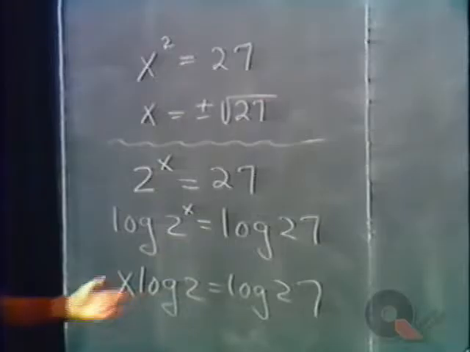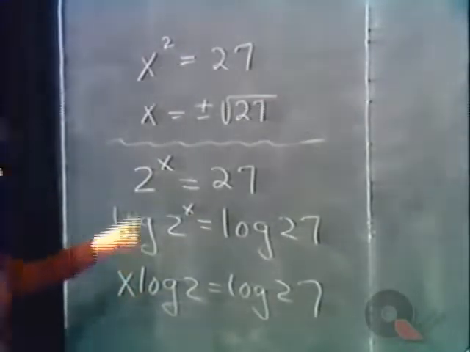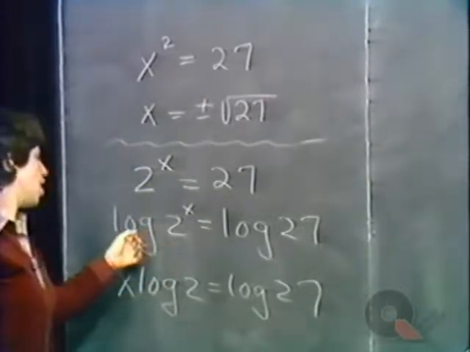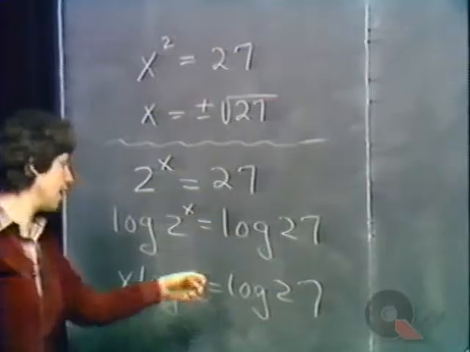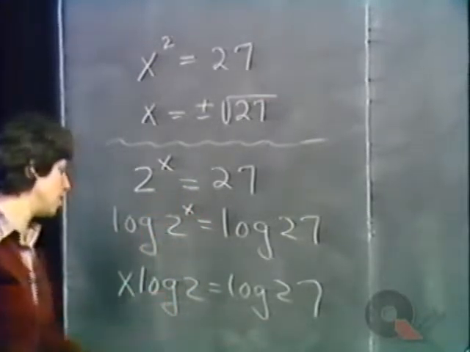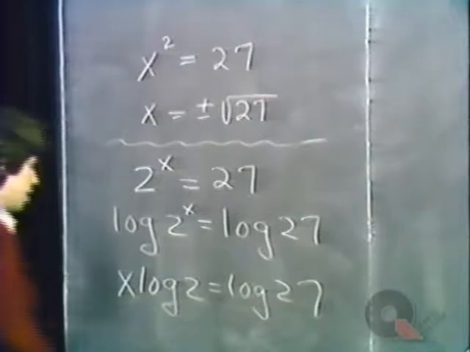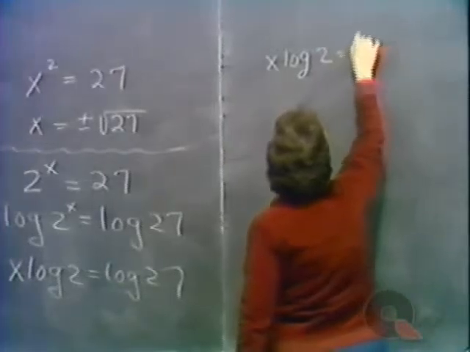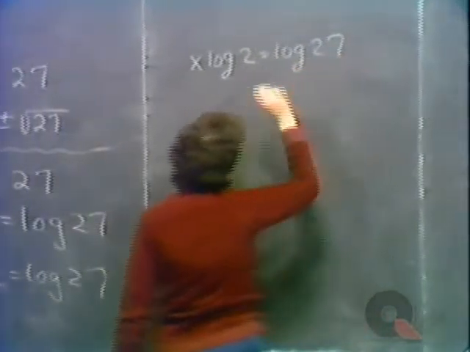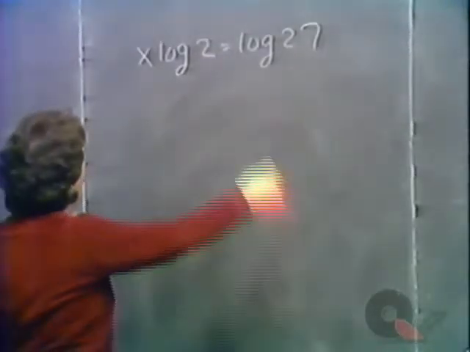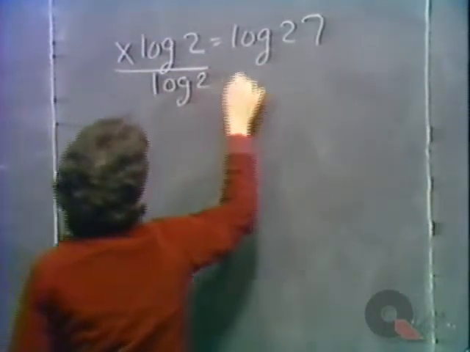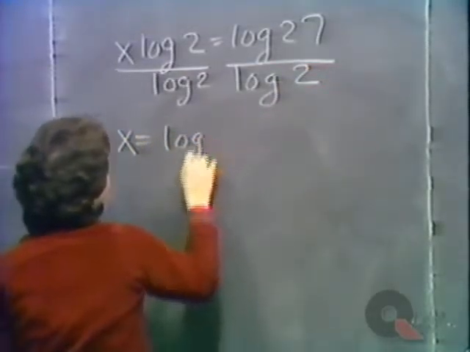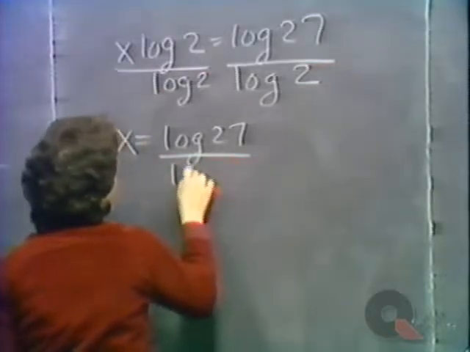We take common logs of both sides. We have log of 2 to the x power is the log of 27. We can then use the property of logs that says the log of x to the r power is r log x. So the log of 2 to the x power is x log 2. We're almost there. If x log 2 is equal to the log of 27, and of course these are all logs to the base 10, common logs, we can divide both sides by the log of 2. And we get that x is equal to the log of 27 divided by the log of 2.